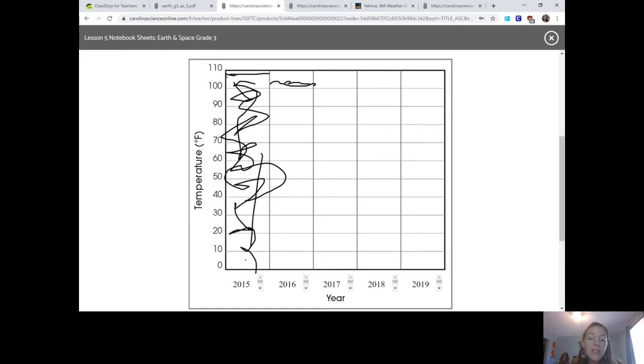Go back to 2017. Our high in June for 2017 was 99 degrees. And again, we have between 90 and 100. We know 99 is right before 100, so I would just do it right below that line. And again, writing that number right there. It's not going to be pretty though. Sorry about this. 99. And this one's 103.